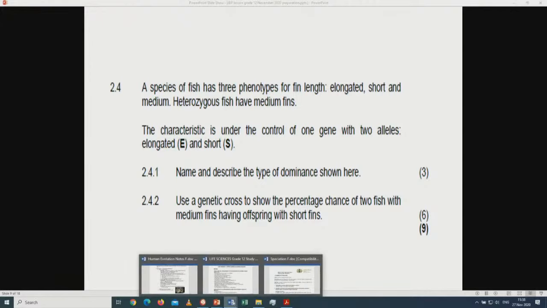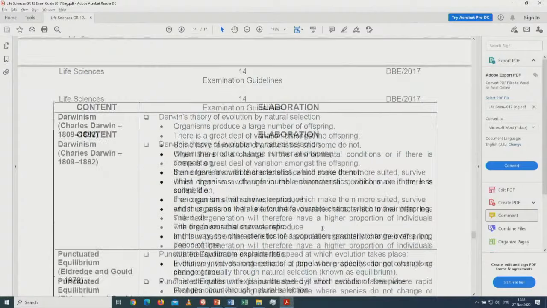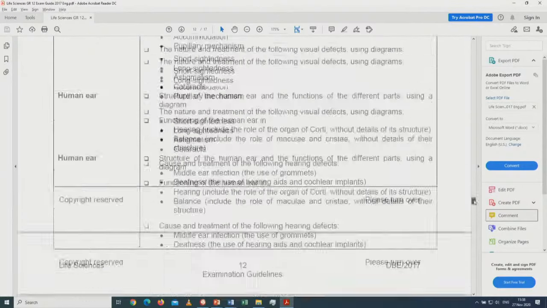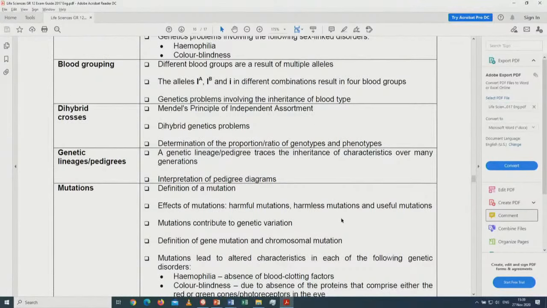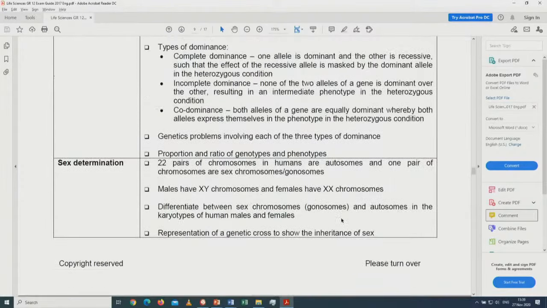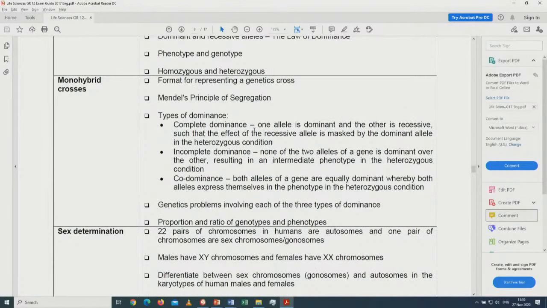Now if we go to our exam guidelines, it clearly distinguishes between the 3 types of dominance. We have complete dominance, which is where one allele is dominant and the other one is recessive, such that the effect of the recessive allele is masked by the dominant allele in heterozygous condition, while in incomplete dominance, none of the 2 alleles of a gene is dominant over the other one, resulting in an intermediate phenotype in heterozygous condition.